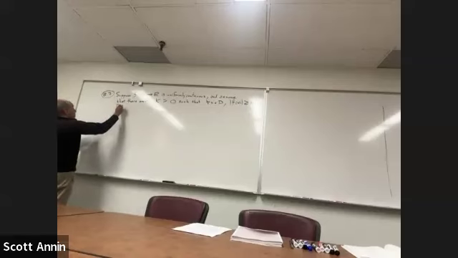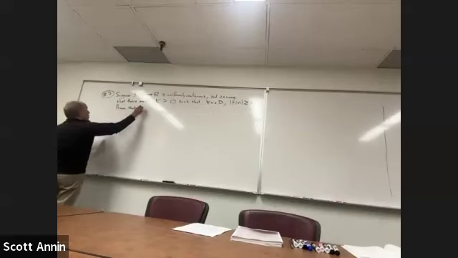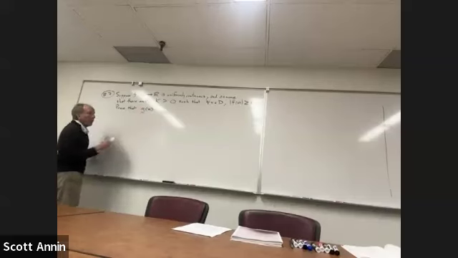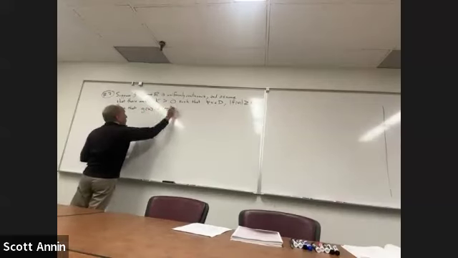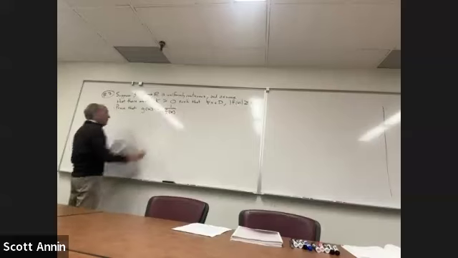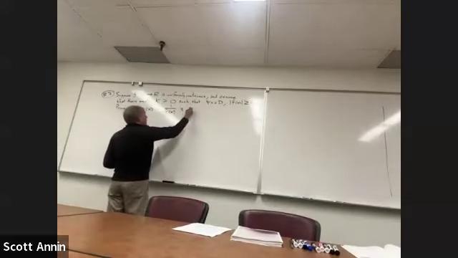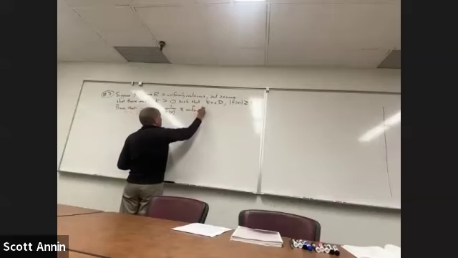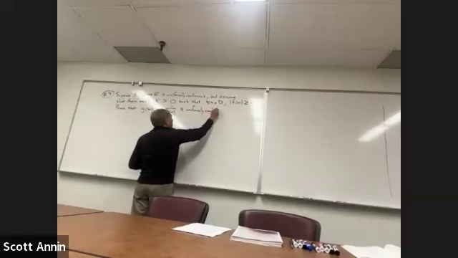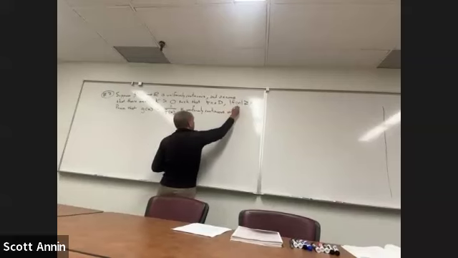Prove that if I make a new function g of x, which is defined to be 1 over f of x, that is also uniformly continuous on D.